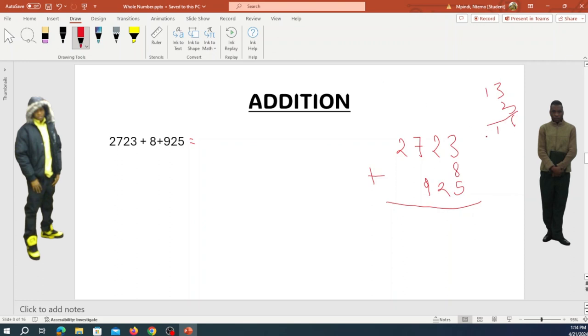The answer is 16. Now we're gonna get this 16. We're gonna get this 6. We're gonna put the 1 on top here, okay? So you see here, some of you may in some situations not get it, but it's okay. So 2 plus 2 equals 4, plus 1 equals 5.